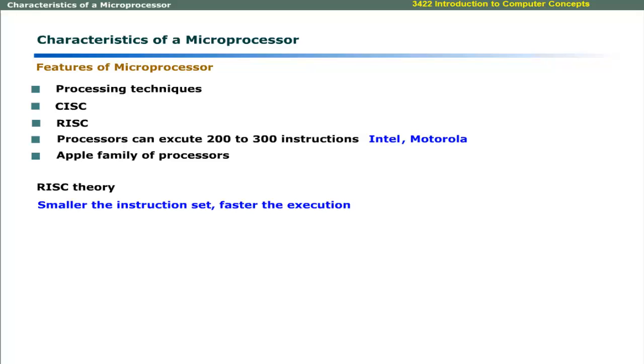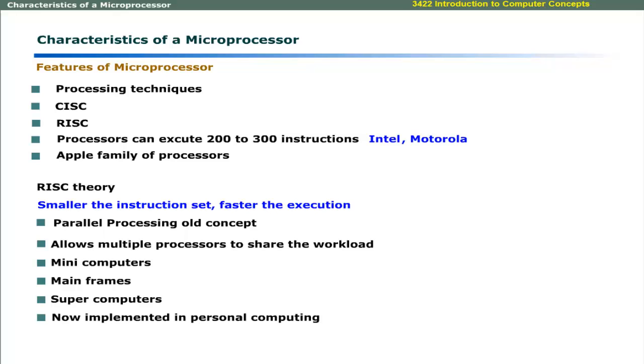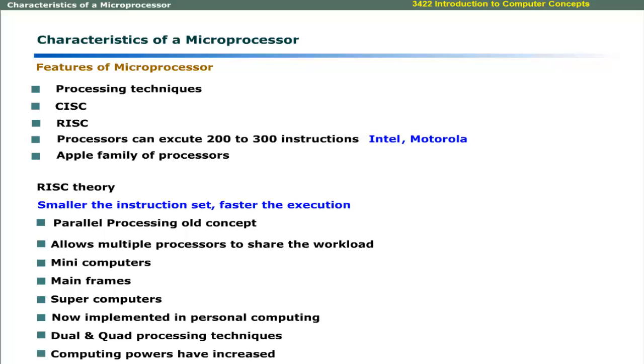Another concept of processing is parallel processing that allows multiple processors to share the workload. Although the idea of parallel processing is not new to minicomputers, mainframes and supercomputers, these days it is implemented in personal computing. The introduction of dual and quad processing has increased the computing power of today's personal computers.